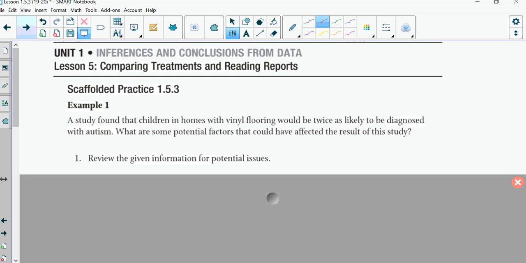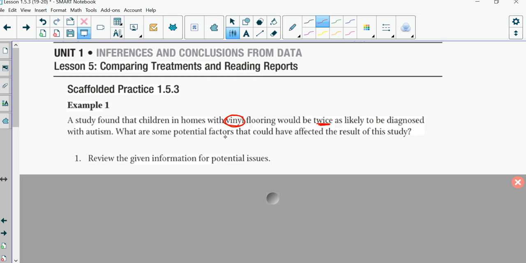Example 1 says a study found that children in homes with vinyl flooring would be twice as likely to be diagnosed with autism. Vinyl flooring is like a fake type of wood flooring. It was usually a cheaper option. Actually, now it's really good. In the last couple of years, vinyl flooring has become really affordable and is a really good option. But when this question was created, vinyl flooring was just a cheaper option and not as nice, I guess I should say. So anyways, children in homes with vinyl flooring would be twice as likely to be diagnosed with autism.